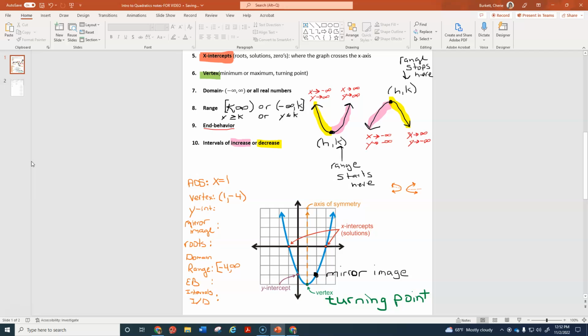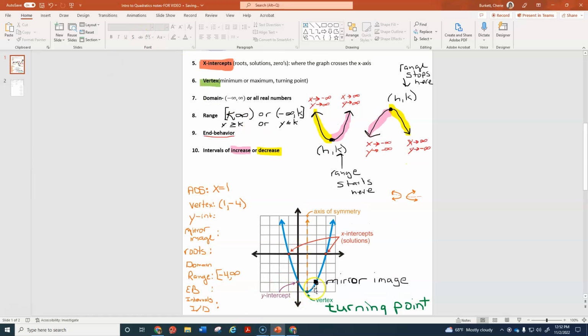We should always include the -4 because it's a solid dot, it's a solid graph right there. The vertex right here is a solid dot. It's a solid graph through that vertex, so that's why we put a bracket in front of the -4. And then, of course, the infinity gets a parenthesis.